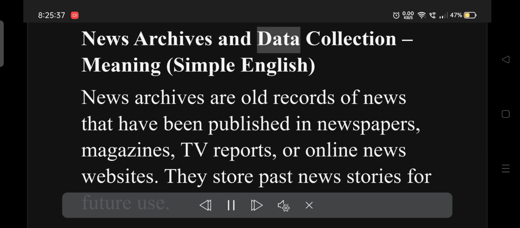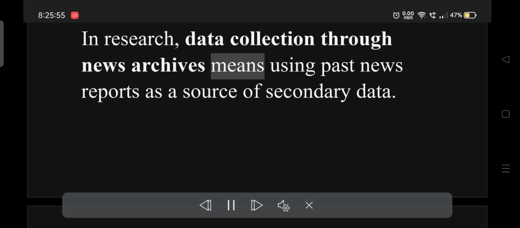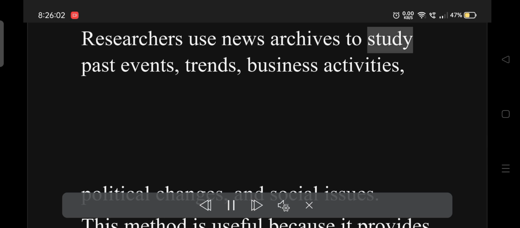News archives and data collection, meaning, simple English. News archives are old records of news that have been published in newspapers, magazines, TV reports, or online news websites. They store past news stories for future use. In research, data collection through news archives means using past news reports as a source of secondary data. Researchers use news archives to study past events, trends, business activities, political changes, and social issues.